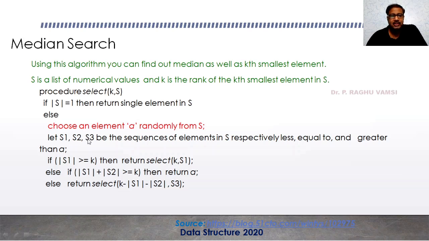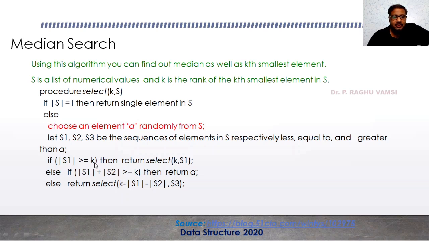So let S1, S2, S3 be the sequences of elements of S respectively less than, equal to, and greater than A. If the length of S1 is greater than or equal to K, here this symbol represents the length of S1, the length of S1 is greater than or equal to the element that you are going to choose, then return select of K comma S1.